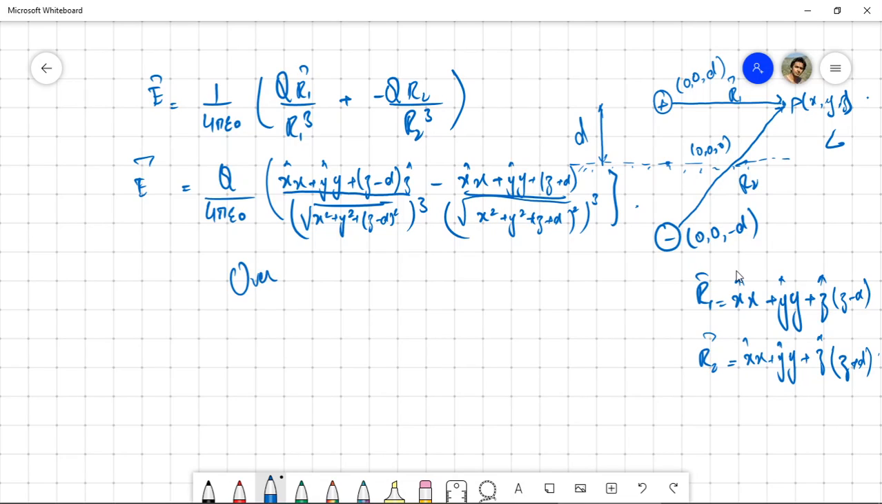So this example is over. This is example 4-13. I hope you understood what the concept of an image method is. This was given for b equals 0. And what is the application of this image method?